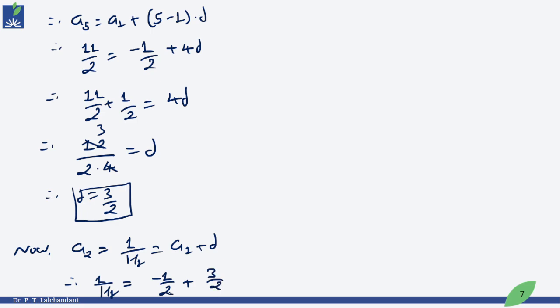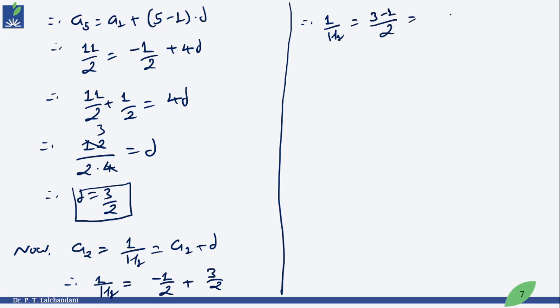What is d? It is 3 by 2. So again the denominator is same. So therefore 1 upon h1 is equal to 3 minus 1 divided by 2. So 3 minus 1, that is 2 upon 2, so it is 1. Now see, this is the value of 1 upon h1.